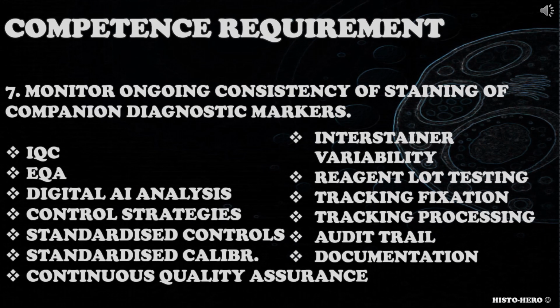The seventh competence requirement is monitor ongoing consistency of staining of companion diagnostic markers. Candidate should be able to monitor consistency of staining. Does the candidate perform monitoring of ongoing staining consistency? Do they record the monitoring correctly on relevant documents? Do they maintain correct trail for monitoring consistency of staining? Do they deal with possible issues with staining consistency correctly?